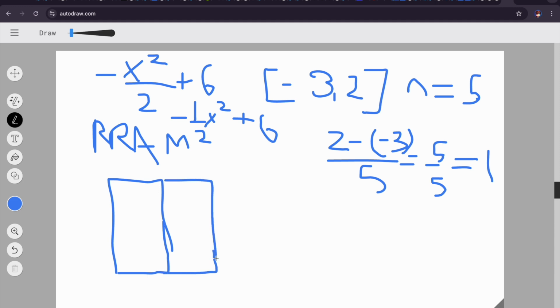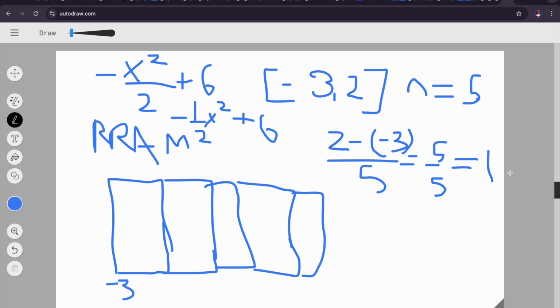This isn't going to be very accurate in terms of the height. So we have 5 this time instead of 4. It's a little wonky. But so we start from -3, and it's 1 width per rectangle. So -2, -1, 0, 1, and 2.